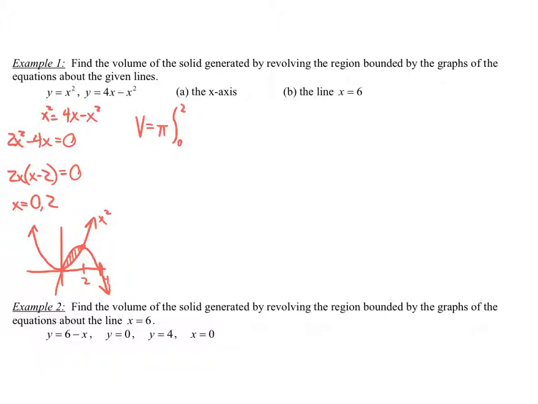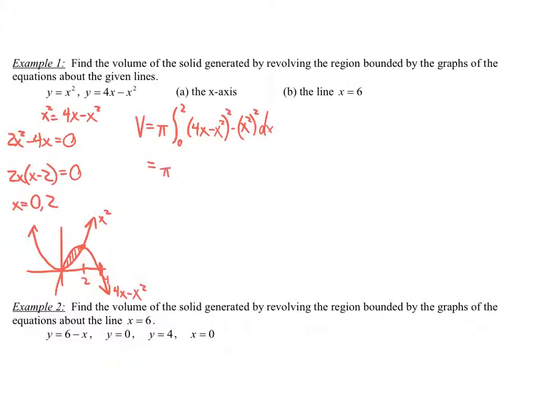So the key thing here is that you recognize that the 4x minus x squared is the one that's on top. So we're going to have 4x minus x squared, that's all squared. That's the outer radius, minus the inner radius. The inner radius is x squared, and we're going to square that as well. Okay? So you got some foiling to do, combine some like terms, and then integrate, and we can get our answers.